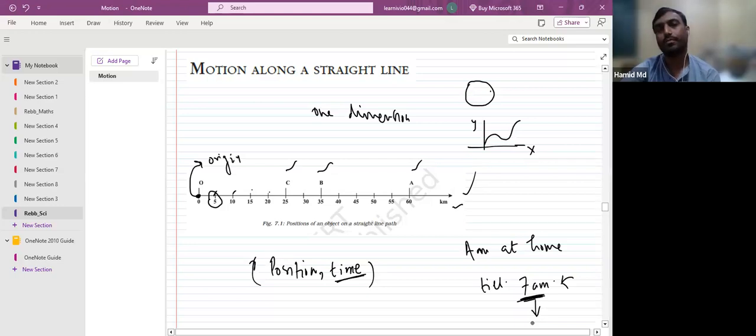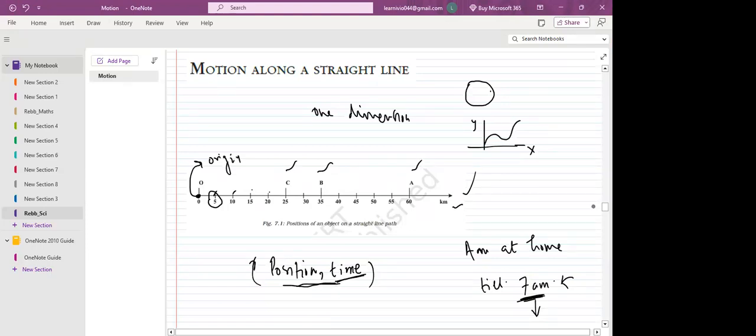Okay. So this is one of the notions: time is attached with the position or our observation. Clear? Yes, sir. I think we will be doing this in brief only.